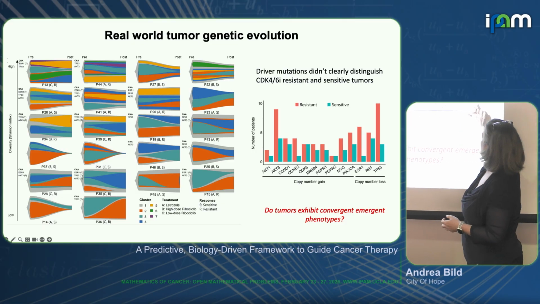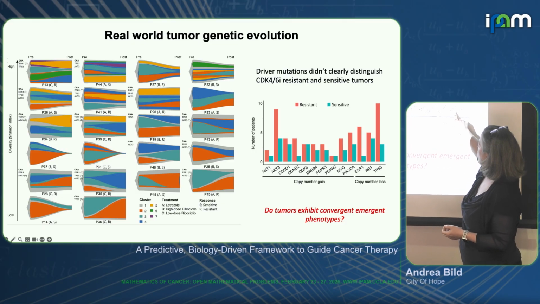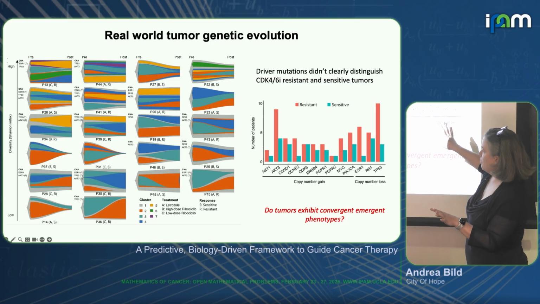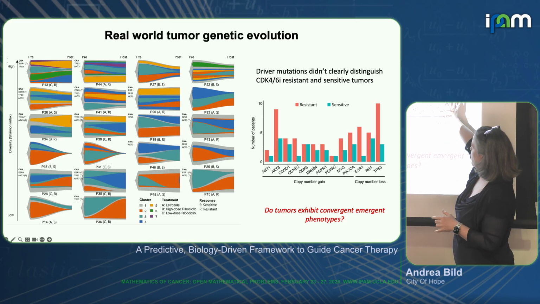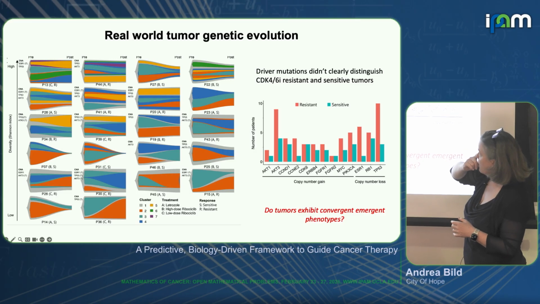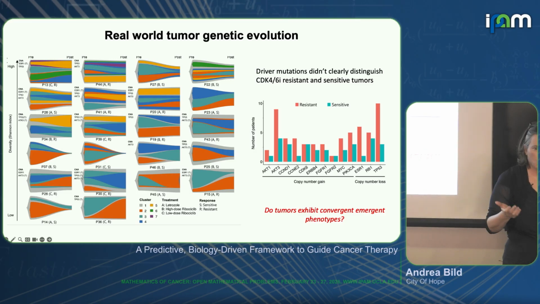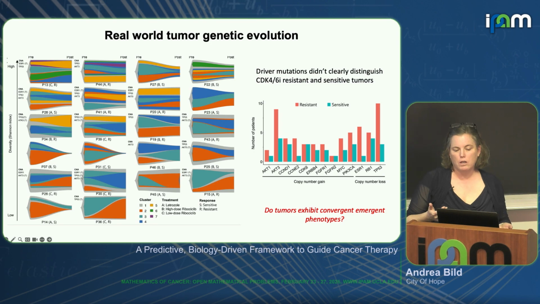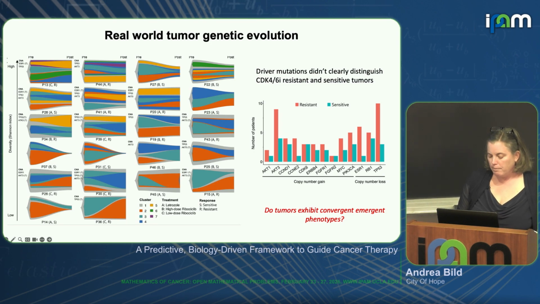But on the right here, you see some of the common driver mutations in these patients. And I'll just give you the conclusion, which was there weren't any key driver mutations that were common across our patient population. So we knew that we had to put more weight on the RNA sequencing data.